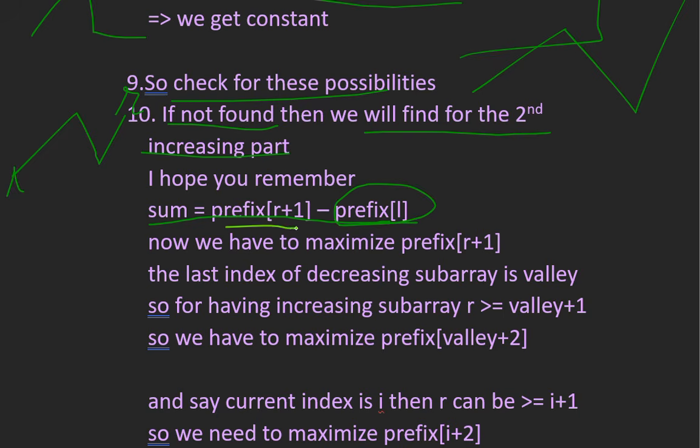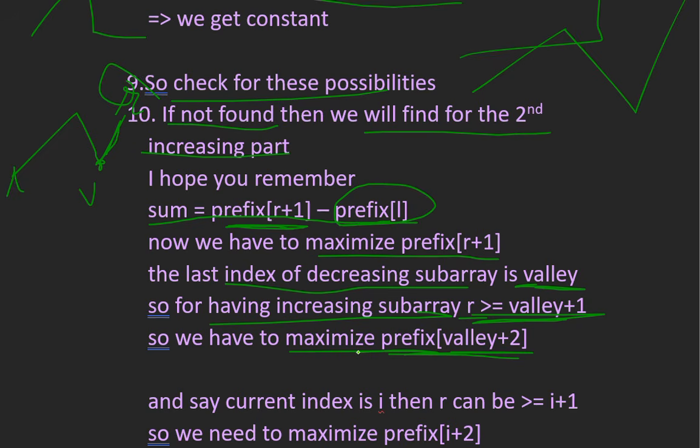Now what we do is, we can also maximize prefix of R plus 1, right? And as I already mentioned, the last index of the decreasing subarray is the valley. We named that as valley. So for having an increasing subarray, this index R should be greater than or equal to valley plus 1. At least one element should be there, right? This is valley, so R should be greater than or equal to valley plus 1. So we have to maximize prefix of valley plus 2. If we put R equal to valley plus 1, then it will be valley plus 2.